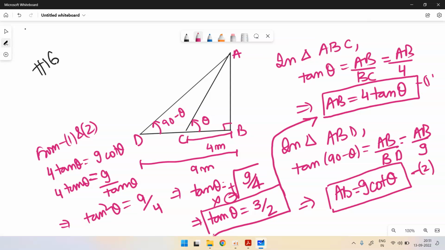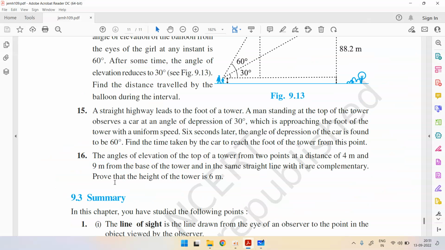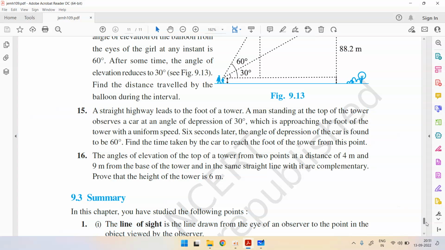Now, if you substitute the value of tan theta in equation number 1, AB is equal to 4 tan theta. So this becomes 4 into 3 by 2, which is 6 meters. So the height of the tower is 6 meters. What was given is that the height of the tower is 6 meters, which you had to prove, and you have already proved it. Hence proved. Now the exercise is over.